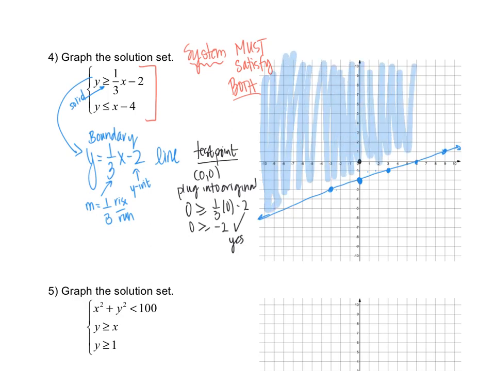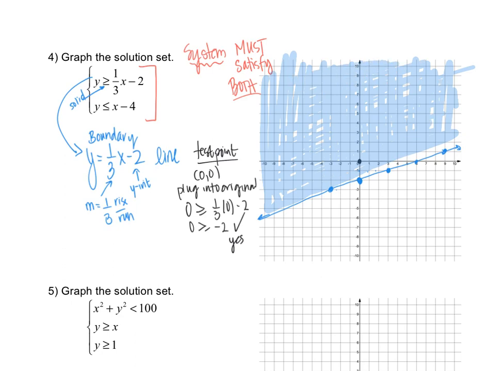We could also read the inequality. Some people like to do that, and we have to make sure we read it correctly. If we read the inequality, it says our y value is greater than 1/3 x minus 2. So where are we greater than our line? Everything up above. Well, it's greater than or equal to, so up above and on the line. So that's the portion that we're talking about right here.